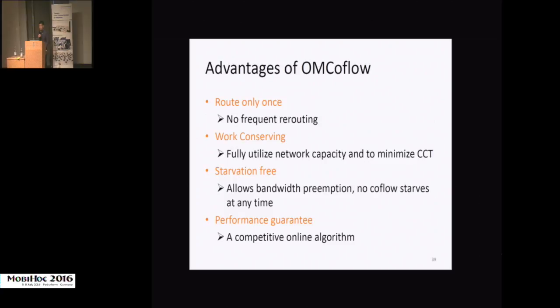Here, we want to show some advantages of the OMCoflow. Firstly, OMCoflow will route each flow only once, which means that there's no frequent rerouting. And we observe that frequent rerouting may incur overheads in real systems. And secondly, OMCoflow is work conserving, which means that it fully utilizes the network capacity and at the same time minimizes the coflow completion time.